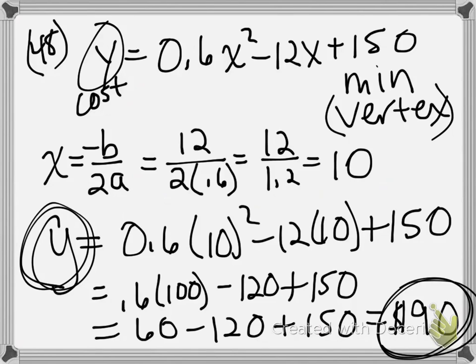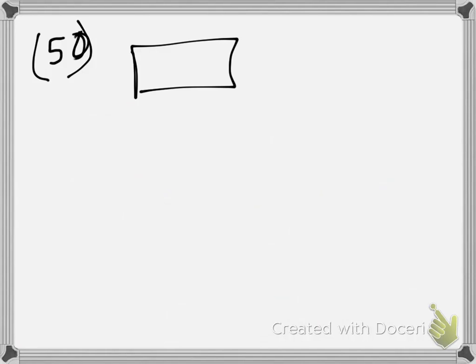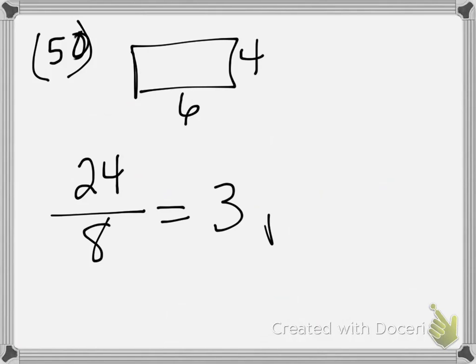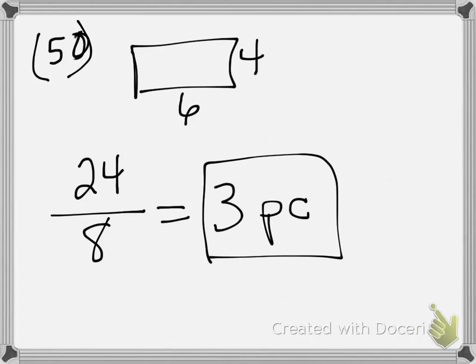We are skipping number 49, so I'm going to go to 50 now. We have 8 classmates that want to share a cake. The cake makes a rectangle. It's going to be 4 pieces by 6 pieces, so that's going to be a total of 24 pieces. If we have 8 classmates, we divide evenly by 8, and each person's going to get 3 pieces of cake apiece, which is a nice amount of cake, probably too much cake. But that's all you have to do.